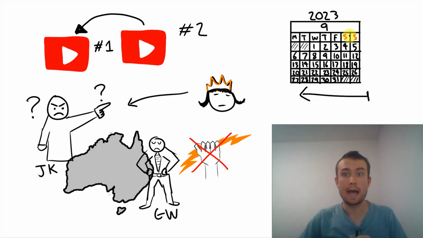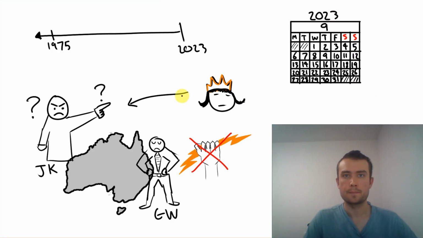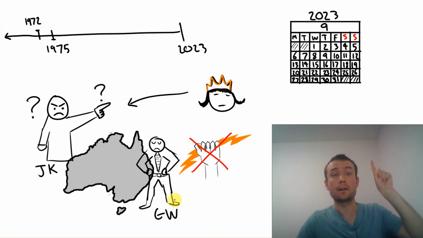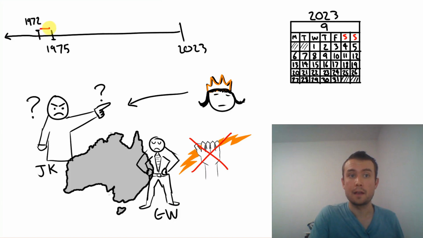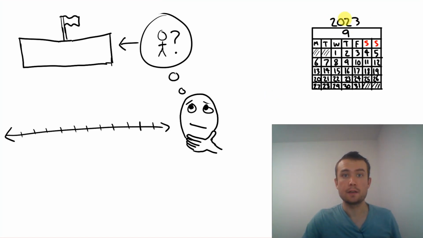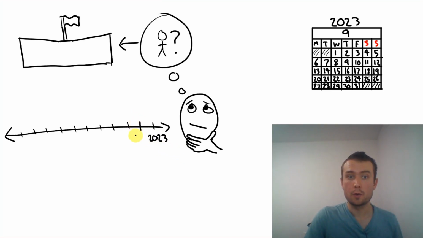Now the year is 2023. This happened in 1975. Gough Whitlam had been Prime Minister since 1972. This year is 2023. Last year was 2022.